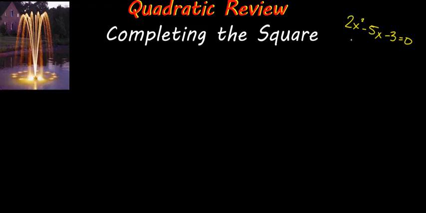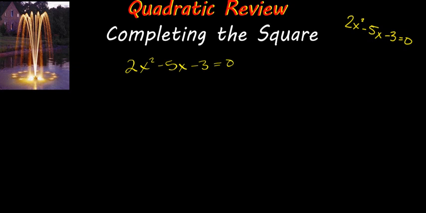Okay, the next method is going to be completing the square. Now we're again going to use the exact same equation we've been using, so we know the answer. We just need to learn the method. So we have 2x squared minus 5x minus 3 equals 0.